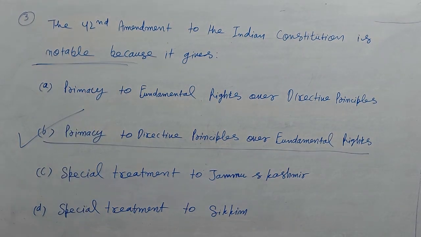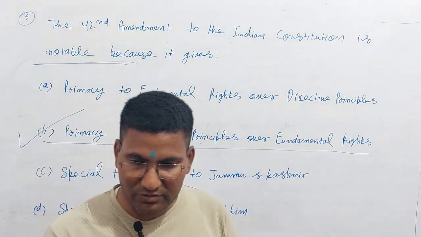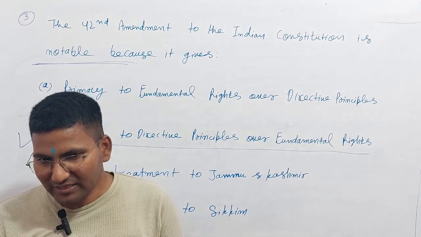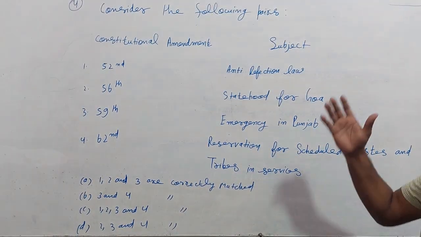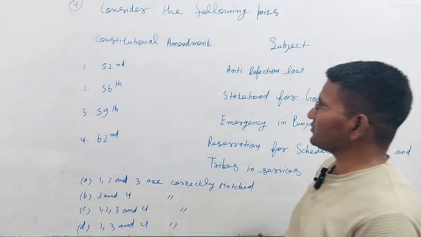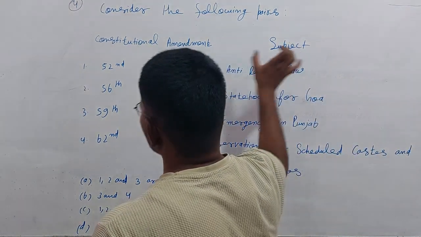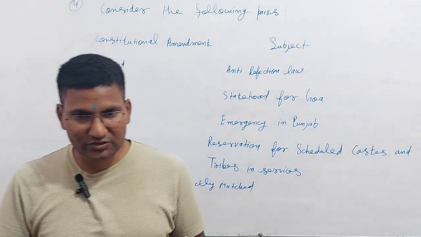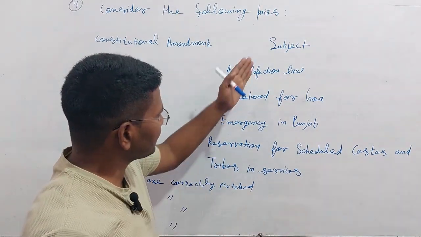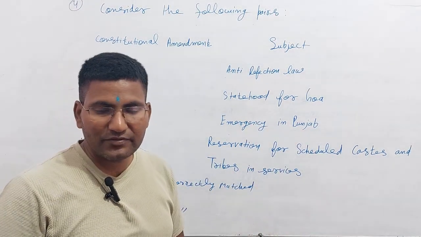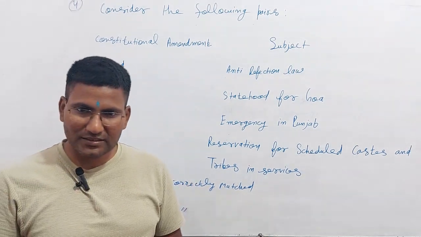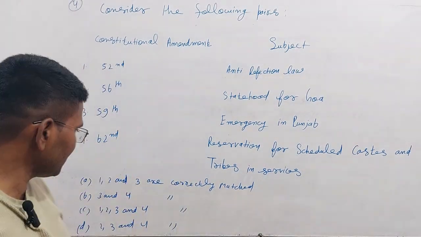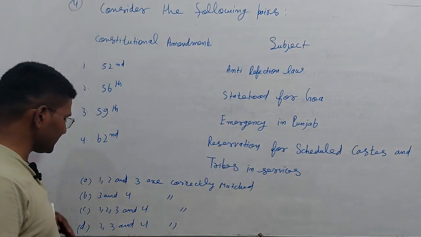Your option number B is your right answer, you should know. So now let us see the next question. Question number 4. Consider the following pair: constitutional amendment and the subject. Here are some constitutional amendments with their subjects, and you should know which is correct and according to that mark your answer. The answers are given here as A, B, C and D.